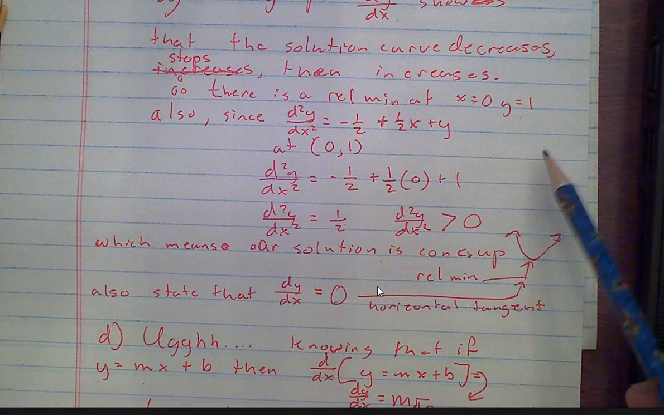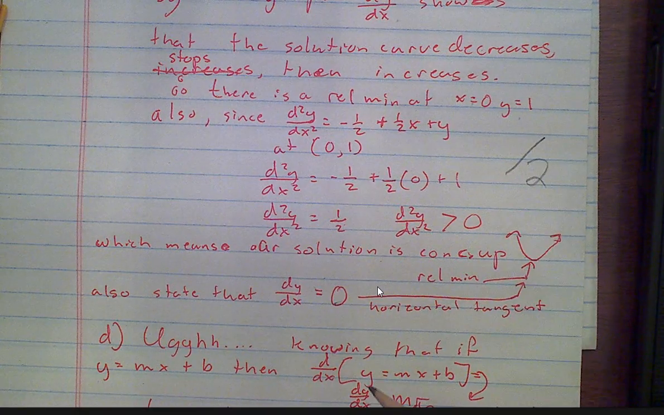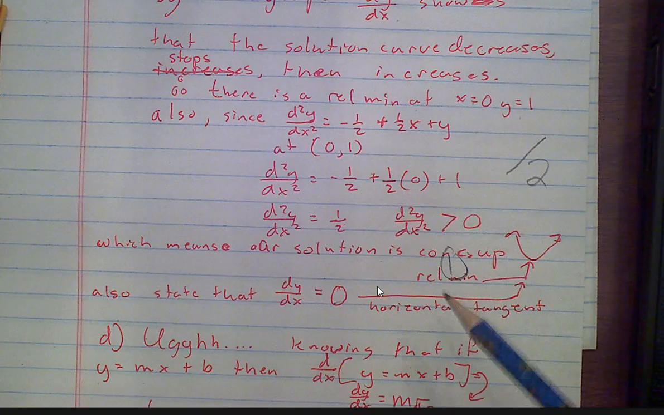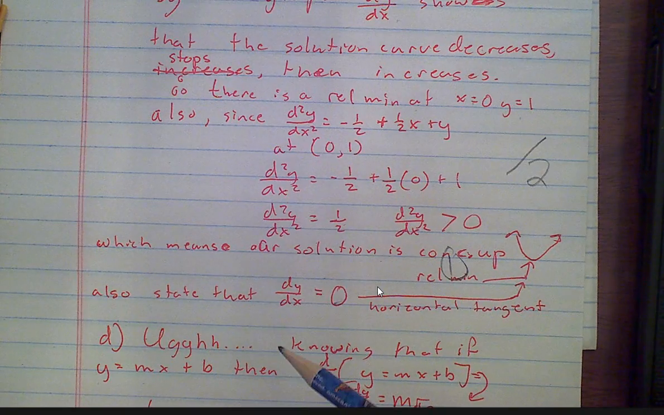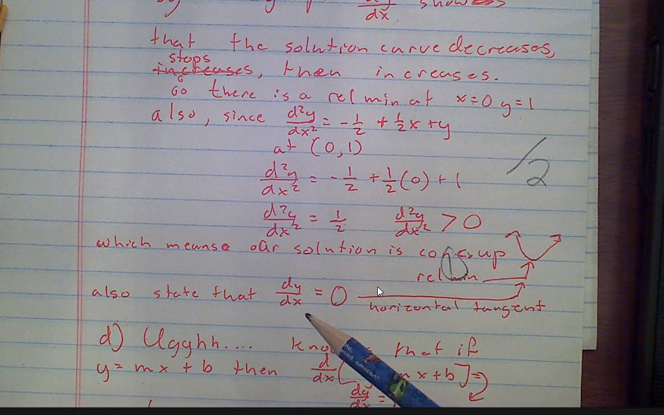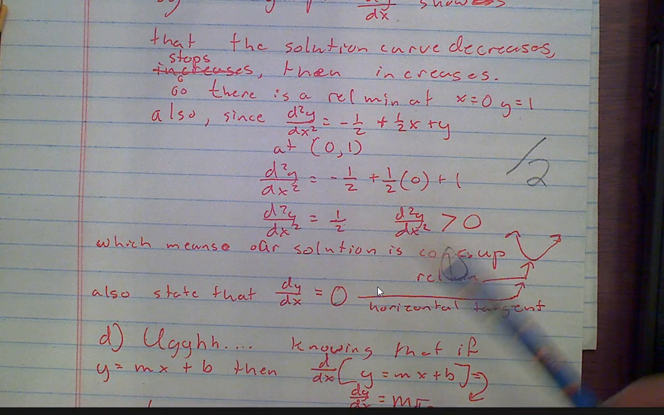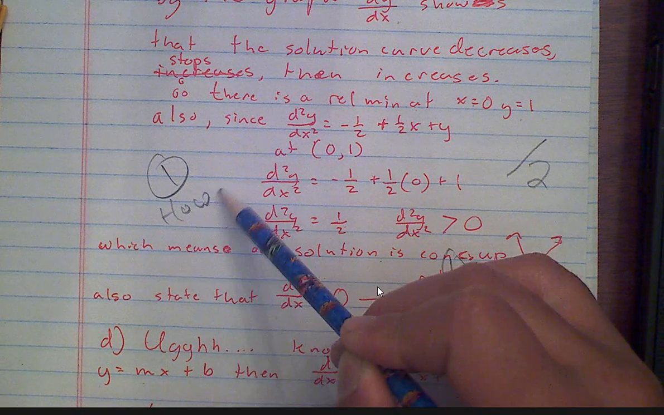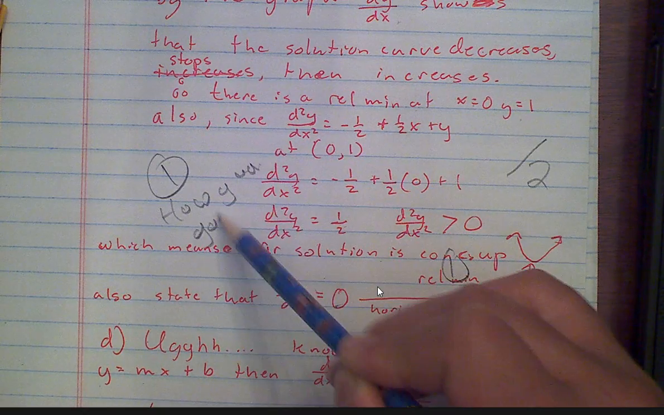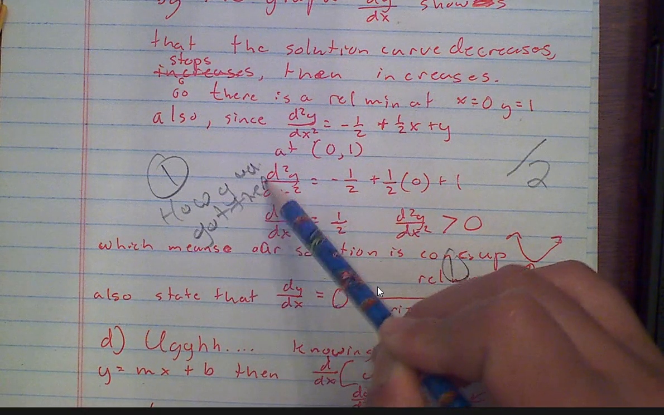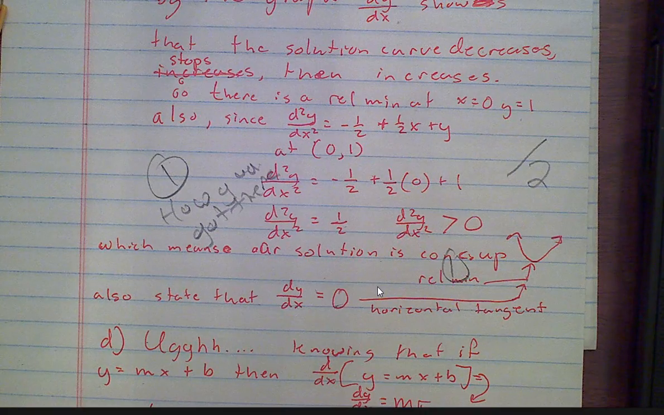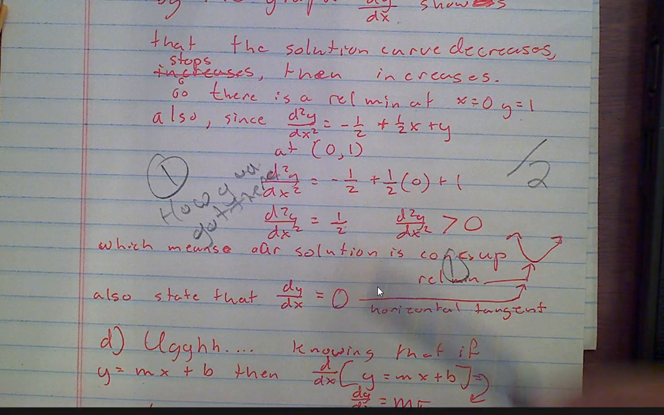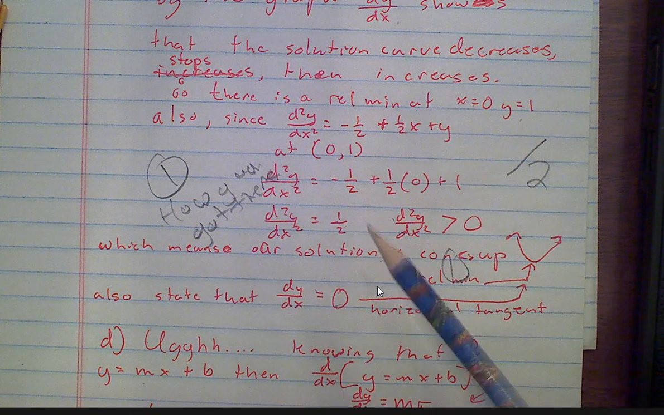Let's say you get out of 2: 1 for stating that it's a relative min, 1 for how you got there. And right now I'm not quite sure what the AP readers want for how you got there. I guess it'd just be liberal in that case. So you could look at the graph, look at the second derivative, either or.